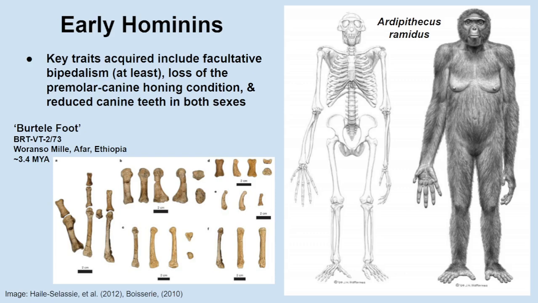Around 3.4 million years ago, the owner of the Burtele foot, shown here, roamed around Ethiopia with toe bones that show remarkable similarities to that of Ardi. Of course, there's nothing intrinsically special about this. Ancestral versus derived states are relative to the species being discussed, and there's no law in evolutionary biology that says that ancestral characters need to disappear as newer traits are acquired.